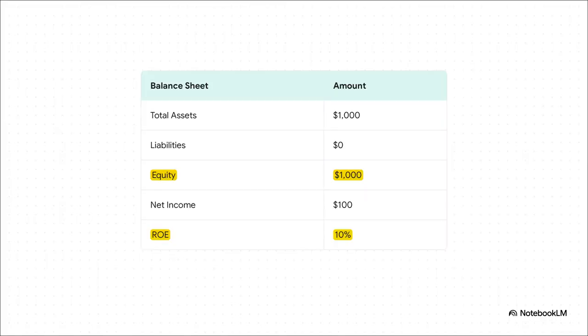Here's company A. It's got $1,000 in assets, and it's funded entirely with equity. No debt at all. It earns $100 in net income. So you do the math. Its ROE is a nice, clean 10%.